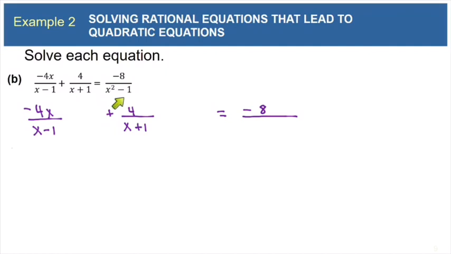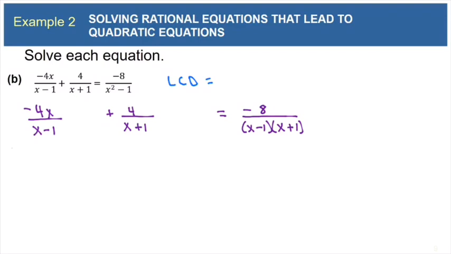Now this is a difference of squares, so remember a difference of squares factors into a sum and a difference of the same two terms. So since this is x squared minus 1, the square is 1, and so this is going to factor into x minus 1 times x plus 1. And now we're ready to build our common denominator.